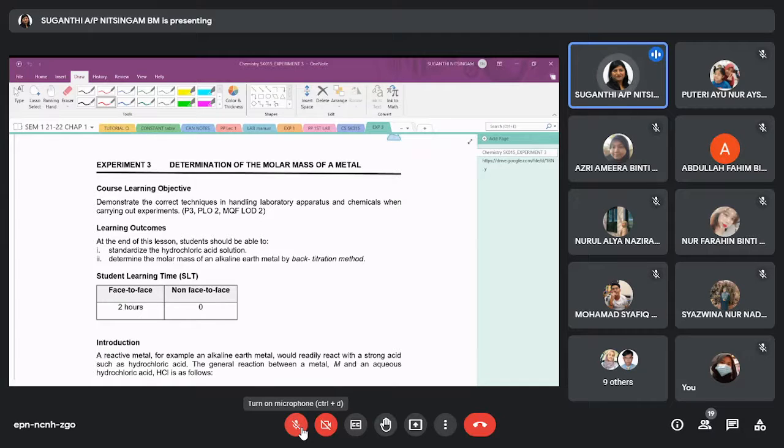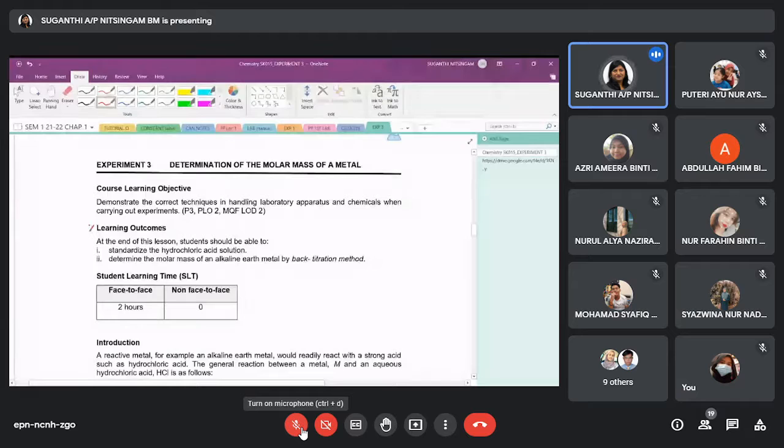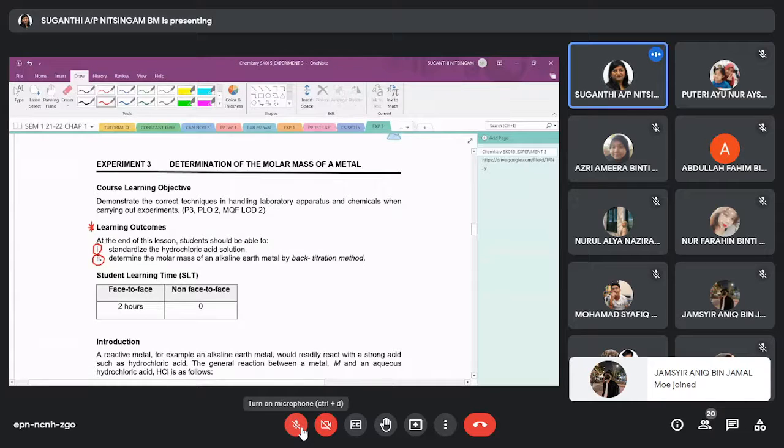Okay, now let's have a look at today's experiment. Okay, determination of the molar mass of a metal. At the end of this lesson, this is your learning outcome. Ini adalah learning outcome dia. So tengok, kali ini kita ada 2 learning outcomes. We want to standardize the hydrochloric acid solution and we want to determine the molar mass of an alkaline metal by back titration.